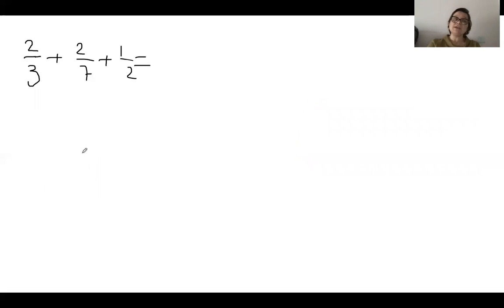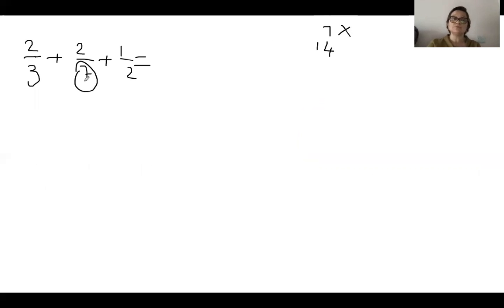Here we have 3 different fractions, 3 different denominators. We are going to look at the largest denominator again. So the largest denominator is 7. And you think, is 7 a multiple of 3 and 2? No, it's not. The next one up is going to be 14. So the next multiple, I'm going to circle this one. Is 14 a multiple of 3 and 2?